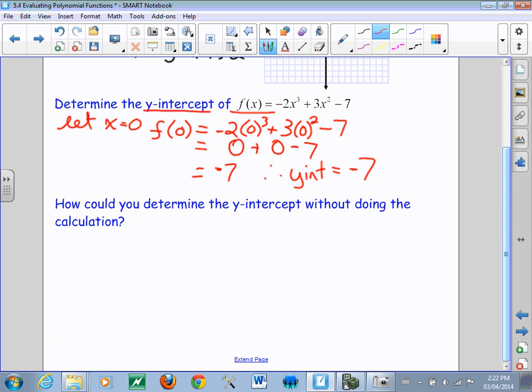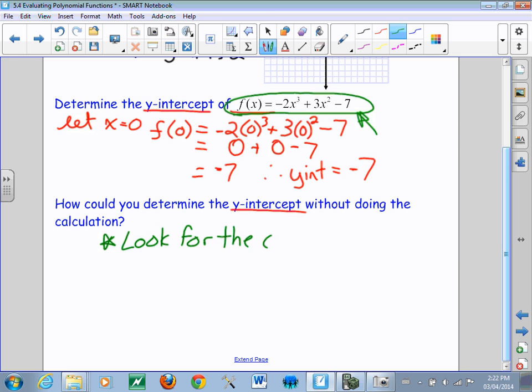So how would you determine the y-intercept without doing the calculation? First of all, notice in this past example, the one I'm just going to circle right up here, any term that has an x in it will become 0 when you do the substitution. The only thing you need to look at is the constant. So what you need to do is look for the constant. And just remember, the constant is the number all by itself.